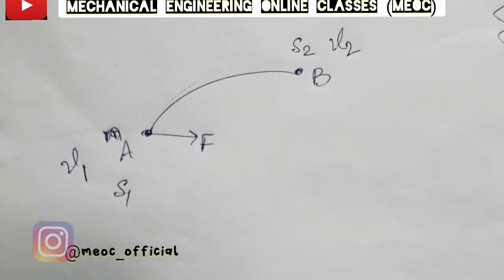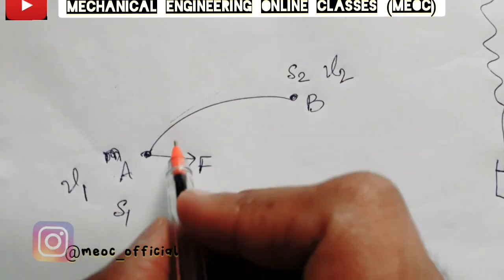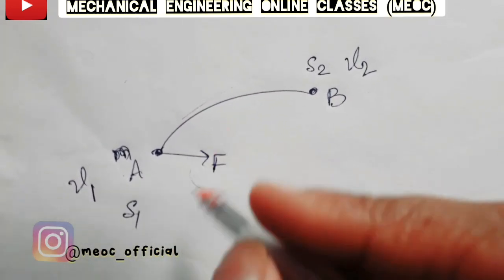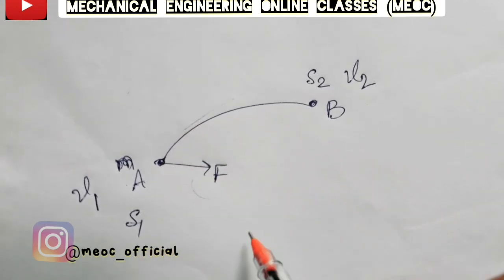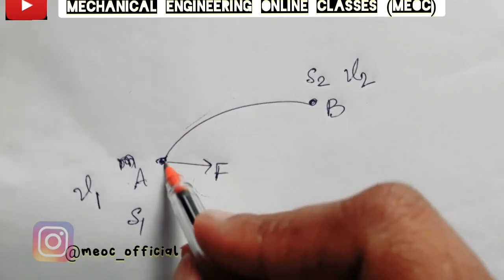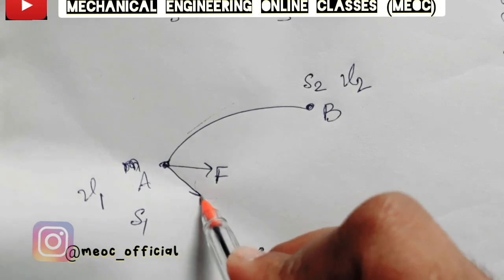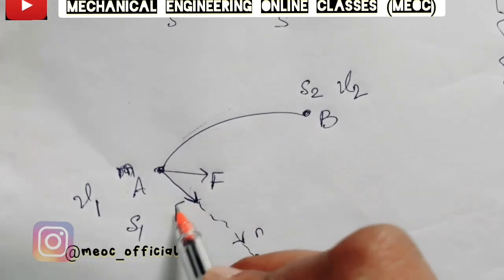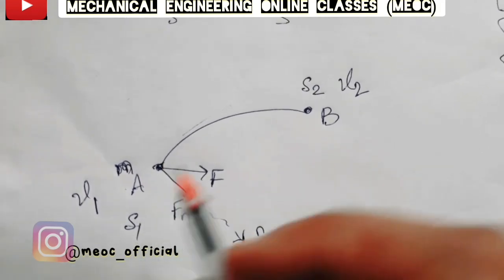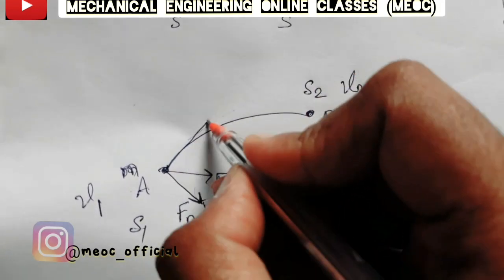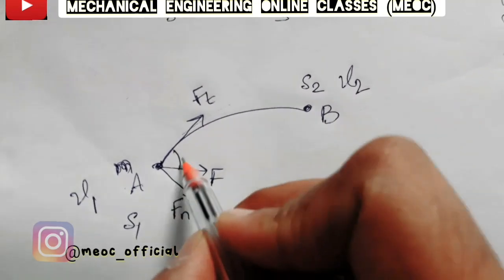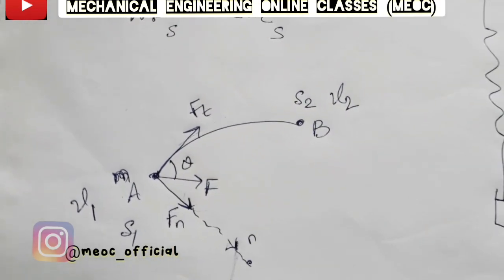In order to make any further move, let me resolve this F into two components in the natural coordinate system. Suppose somewhere here is the center of curvature, the normal direction will be towards it. So Fn is the normal component of the force, and perpendicular to it is the tangential component Ft. Let us assume that the angle between F and Ft is some theta.